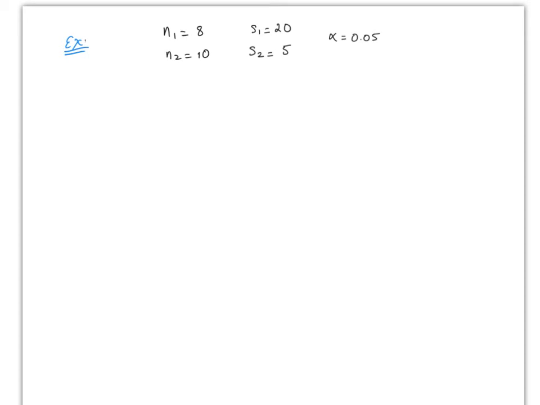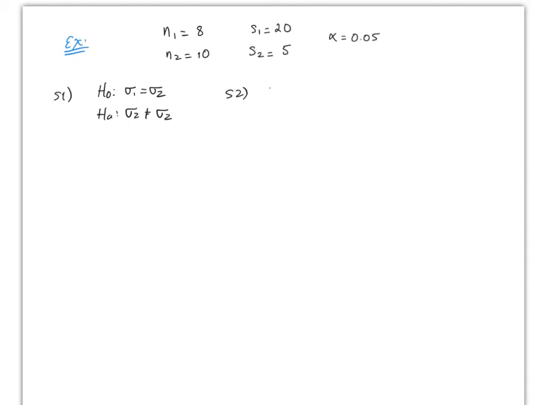All right, let's try one example. Consider the following information. Let's say that N1 is 8, N2 is 10, the first standard deviation is 20, the second standard deviation is 5, and alpha is 0.05. So step one, it should be obvious. We're trying to check if the two standard deviations are the same. The alternative is that they are not the same.